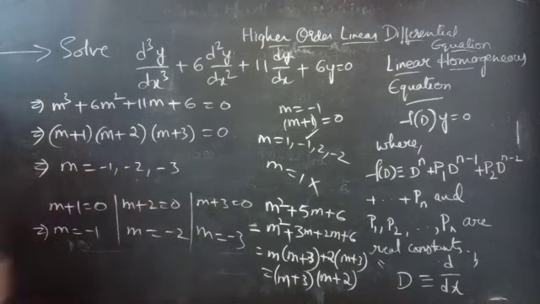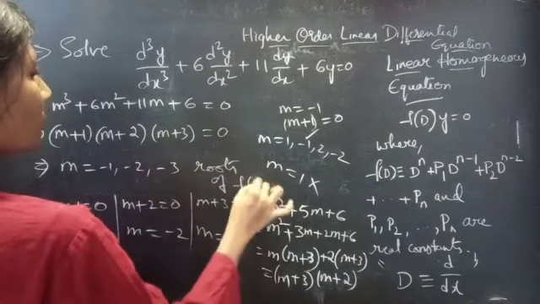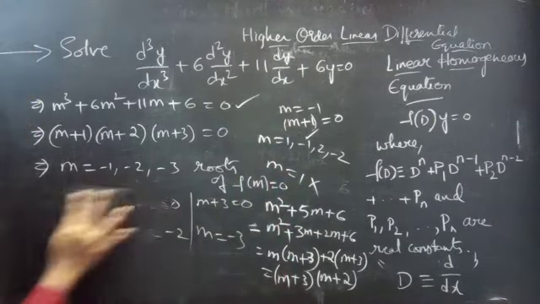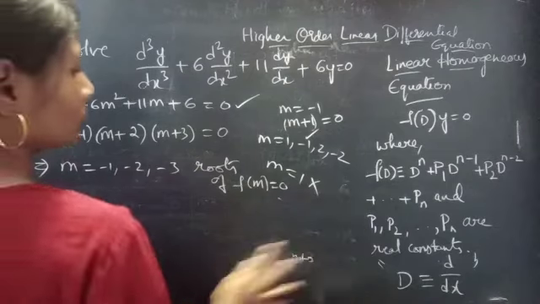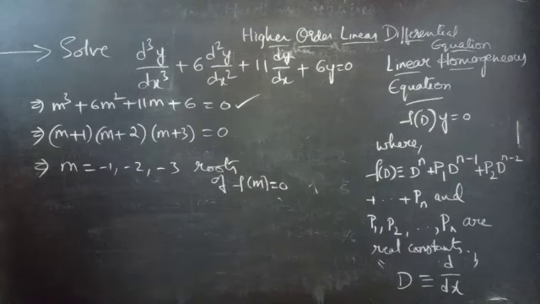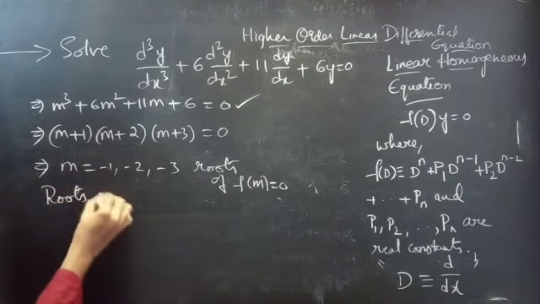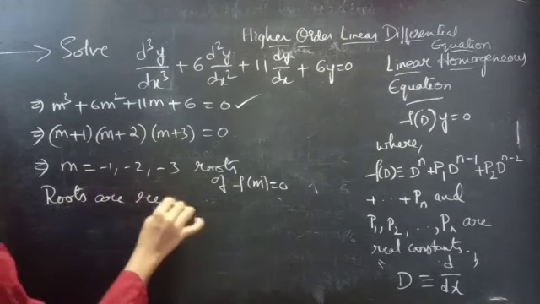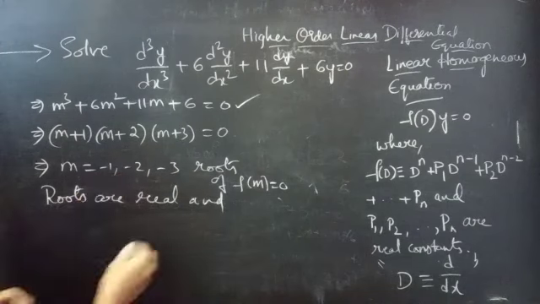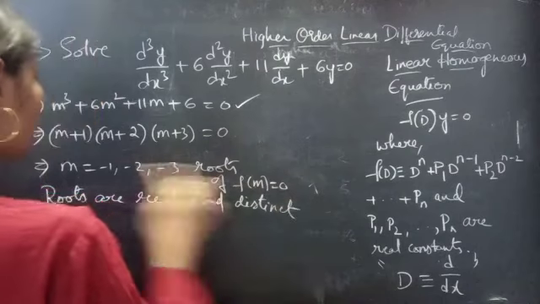So here the roots are roots of the auxiliary equation, that is f of m equals 0. So now you got roots that are real and distinct. You don't have any repeated root, right? So we can say that the roots are real and distinct. It is a real number, right?